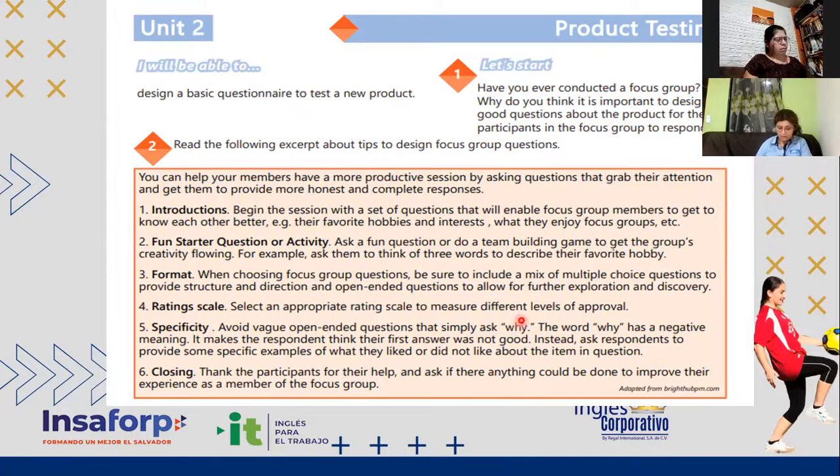Will enable focus group, that will enable, what is enable? How do we say that word in English, enable? So that is like allow. Habilitar, permitir, okay, so that is the meaning of that word. So en este caso dice de que hacer, preparar preguntas que permitan, en este caso, que habiliten a los miembros del focus group participar, right? So that would be enable, like ability to, like allowed, permitir, right?